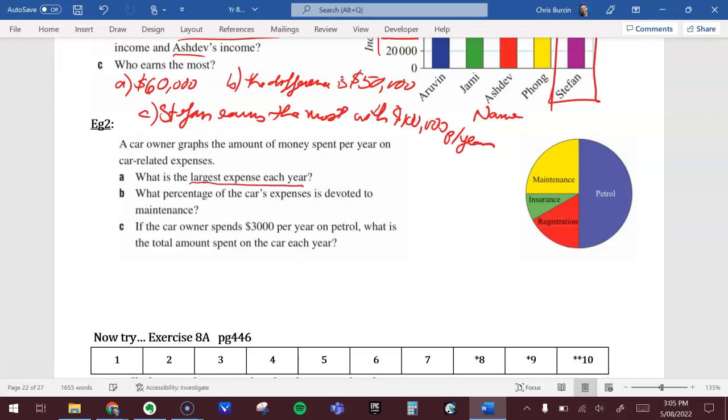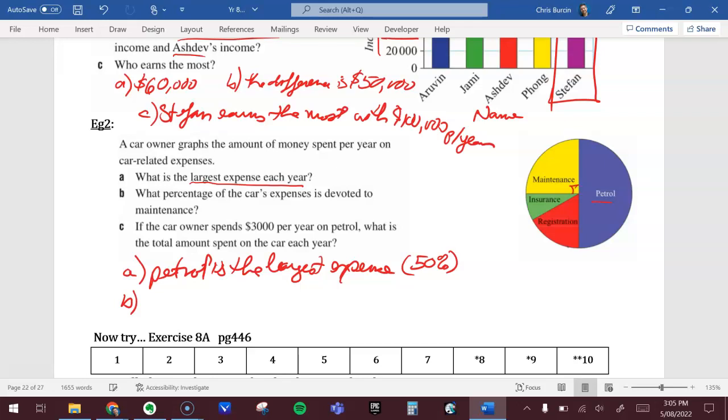So what is A? The largest expense each year? You can see that petrol takes up a full half of this. So petrol is the largest expense with 1/2, or I'm going to say 50%, because that to me looks bang on half of the total.